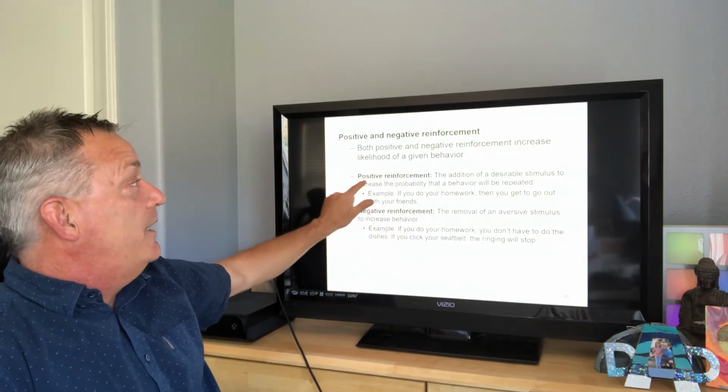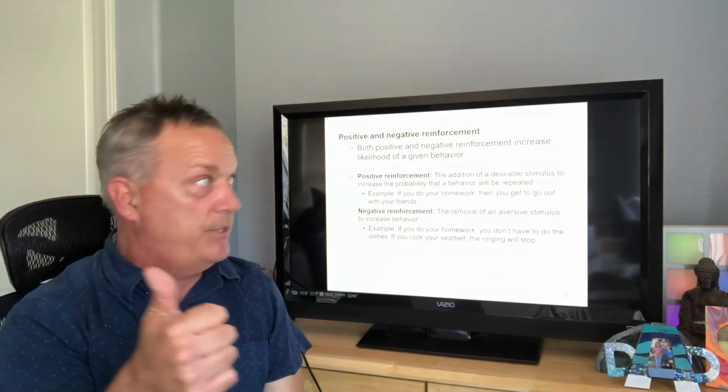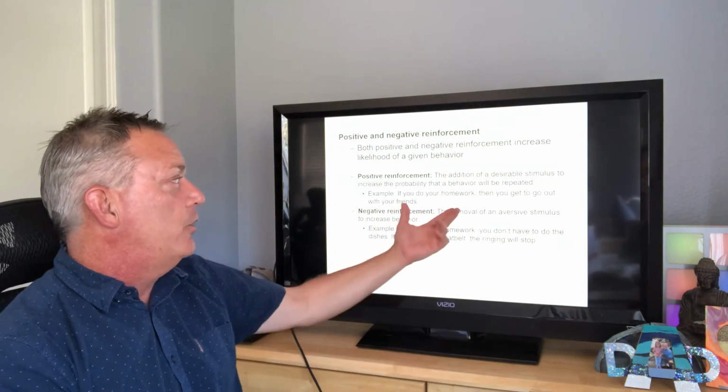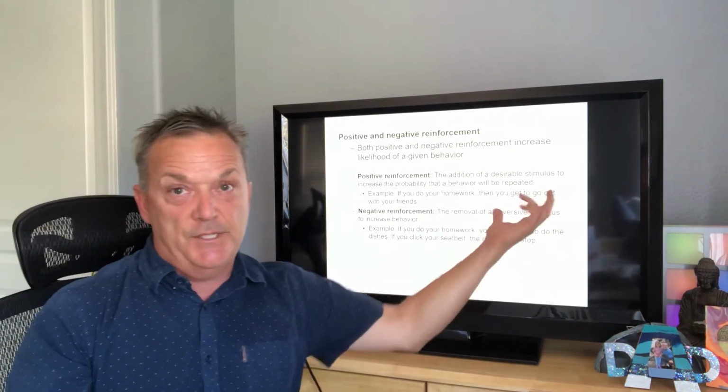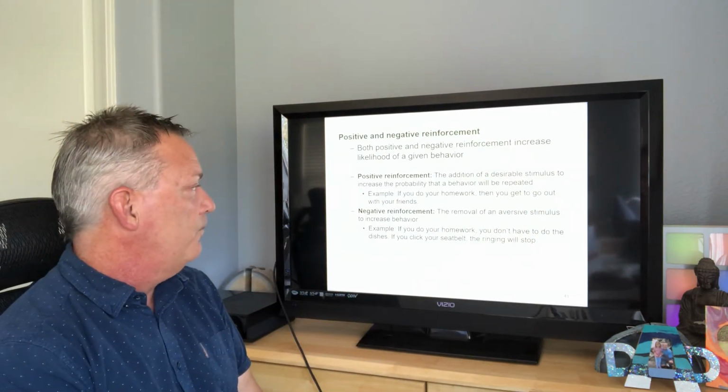How are we going to do it? Give them something. Positive reinforcement is the addition of a desirable stimulus to increase the probability the behavior will be repeated. If you do your homework, then you get to go out with your friends. The desirable stimulus is going out with your friends.